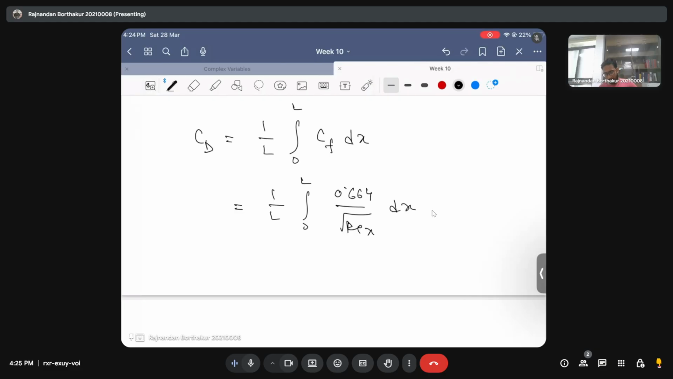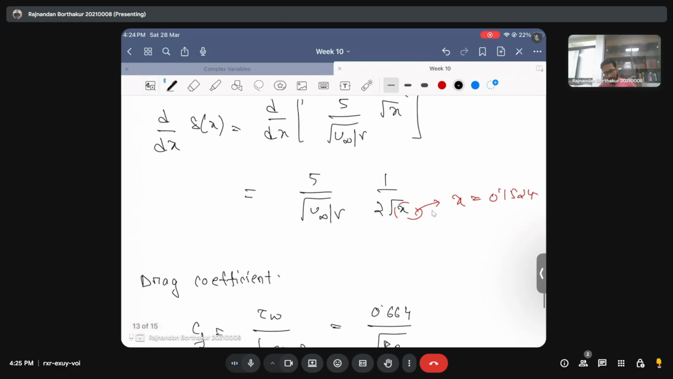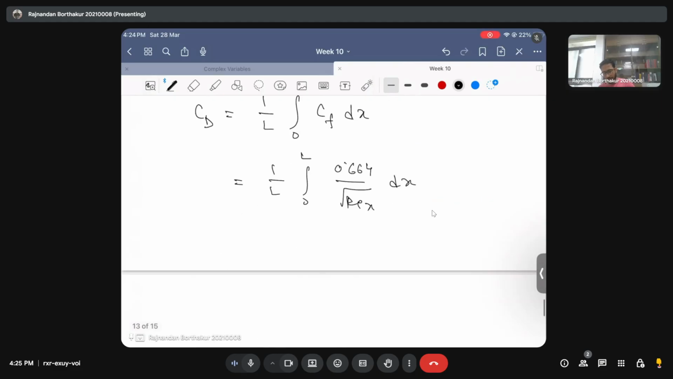Yes, and what you can do is you just need to substitute the value of root Re_x, and if you do the substitution, you will simply get this to be equal to 1.328 by root Re_L. Okay, and you can show that your CD is equal to 2 times the skin friction coefficient at x equal to L. This is also one of the important results.